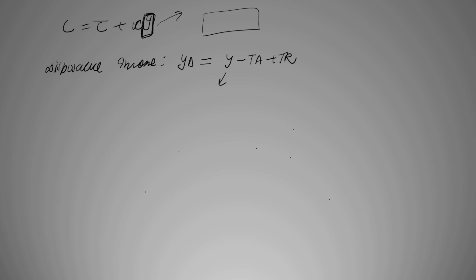where Y is income that you received, TR is transfer revenue which you received from government, and TA is the amount of tax that you pay. So it is important for you to pay tax out of your income, right?